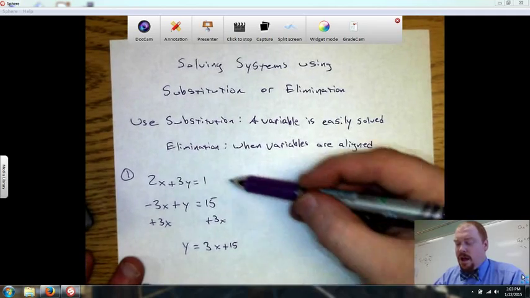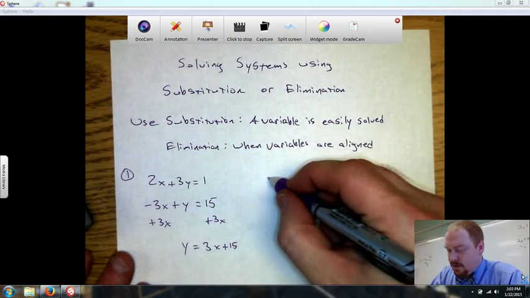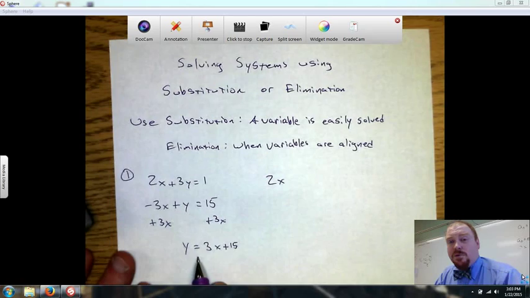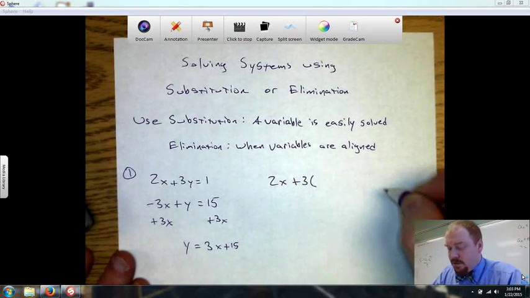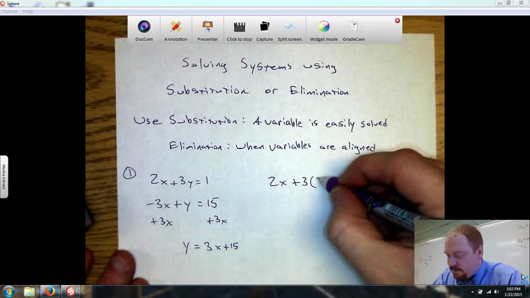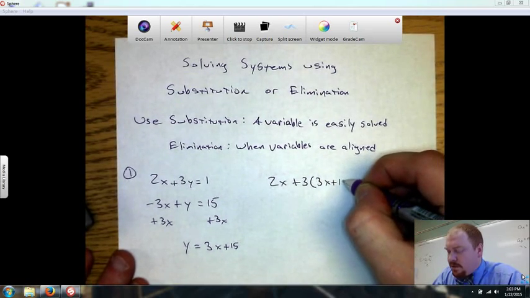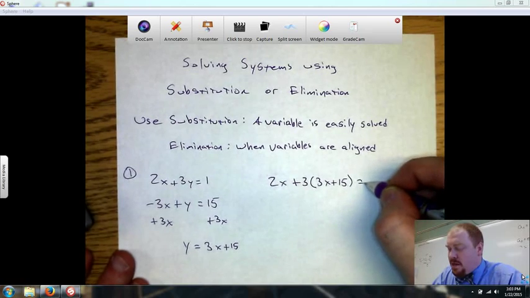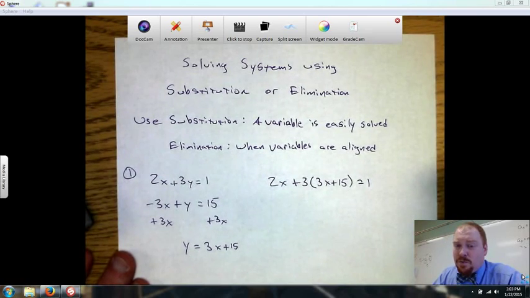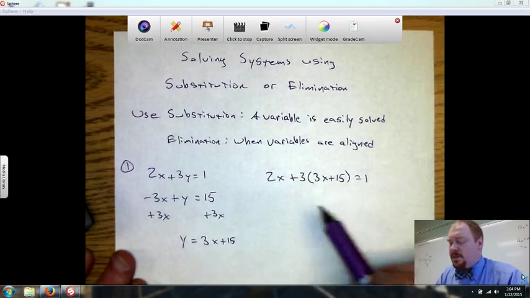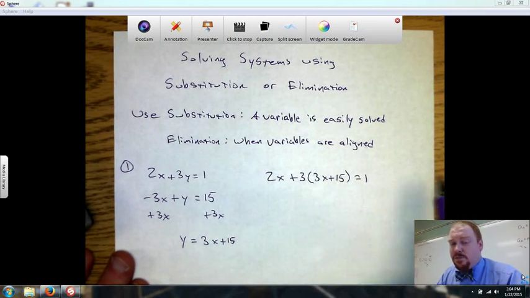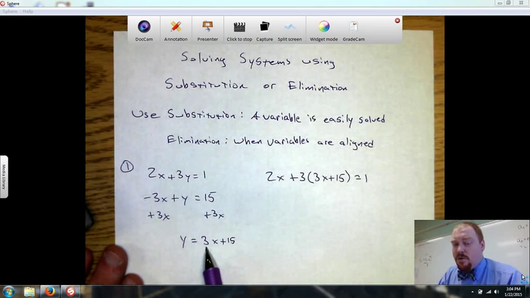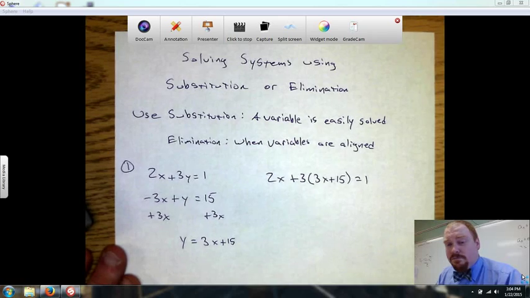So I'm going to plug this in for y, because I know what y equals. Y equals 3x plus 15. I'm going to use parentheses. I do this because it will help me avoid some errors along the way. So that gives me 2x plus 3, parentheses, 3x plus 15 equals 1. Okay, I just put this where I saw y in the top equation. That's all I've done. Now I'm going to distribute and solve for x.